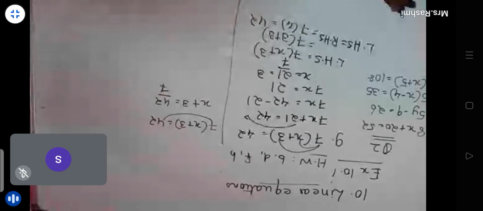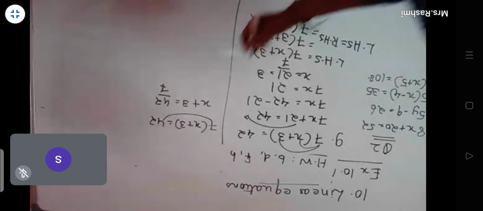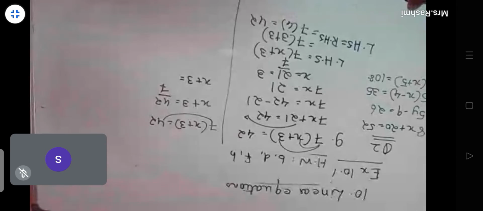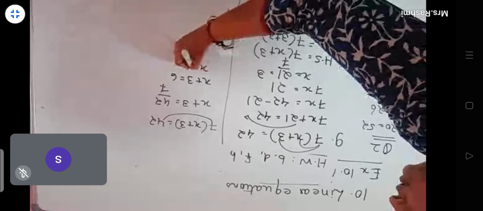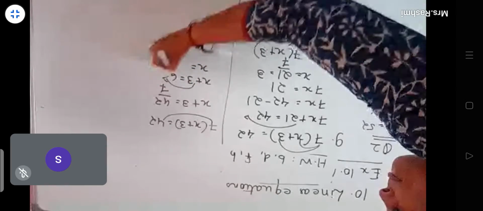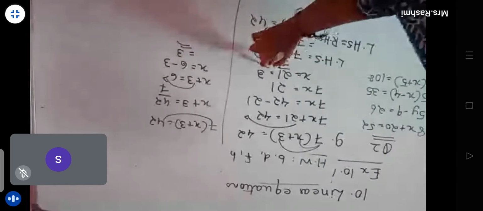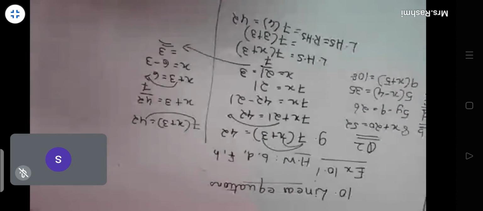Upon 7. Why upon 7? 7 becomes upon 7 when it goes to the other side. Yes. So we get x plus 3 is equal to how much? Ma'am, 6 minus 3 is equal to 3. So we are getting the same answer. Second one depends on you. Whichever method you want, you can take.